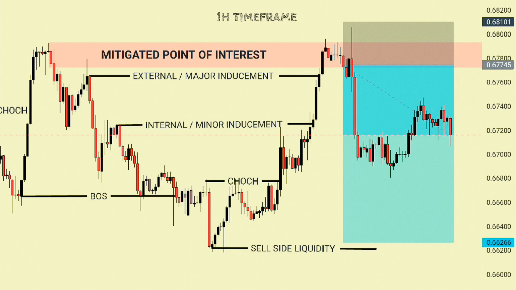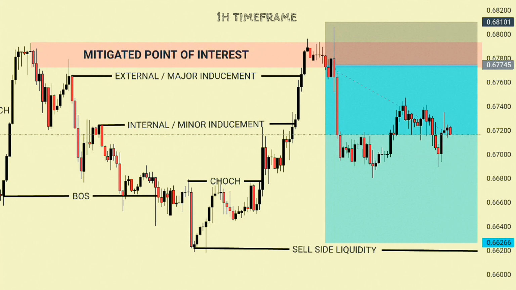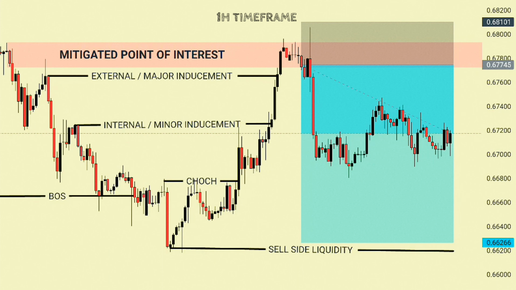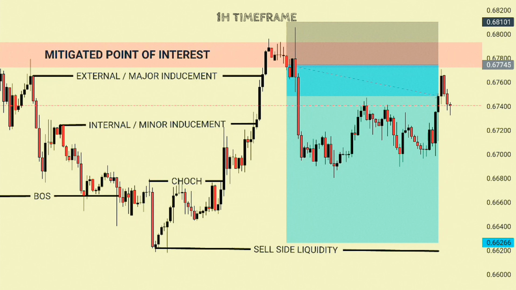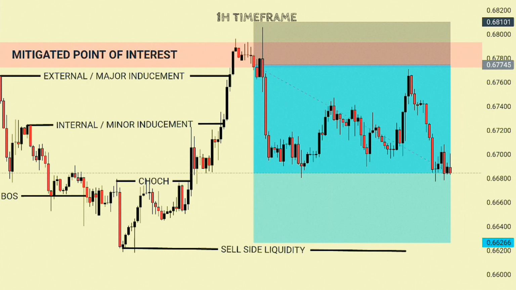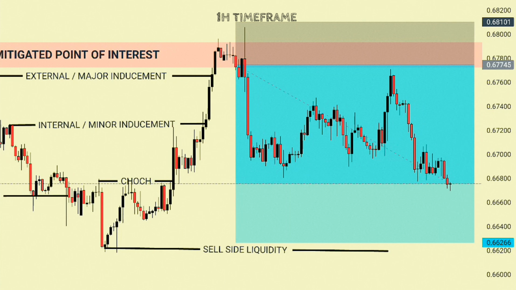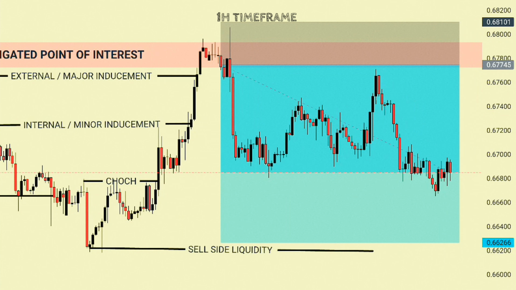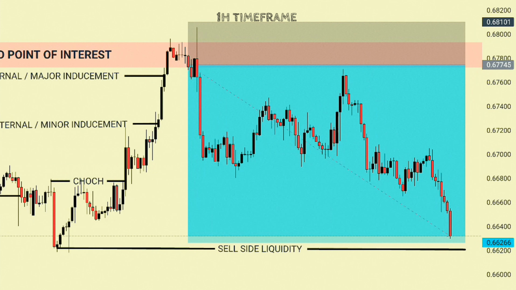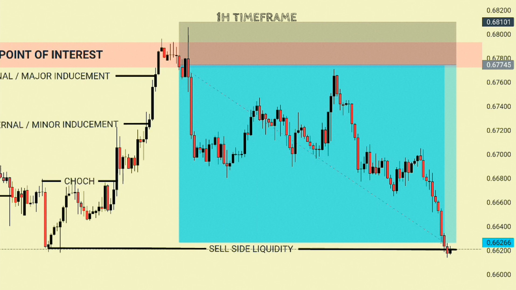The stop loss is placed just above the liquidity zone, and the target is set at sell-side liquidity or previous structural lows. We use this method because it ensures we are trading with the market's momentum, not against it, increasing probability of success and improving risk to reward. Proper execution at the mitigated point of interest allows the market to deliver efficiently into sell-side liquidity, completing the institutional move.